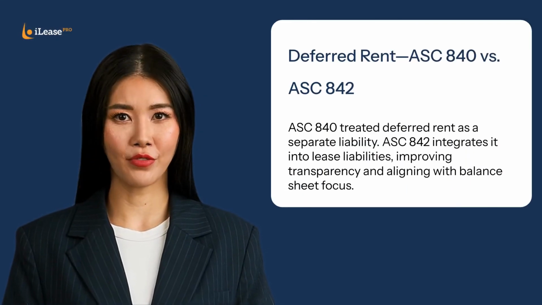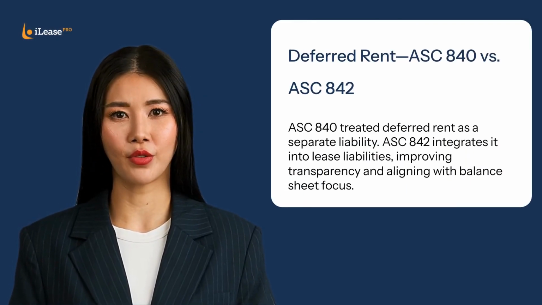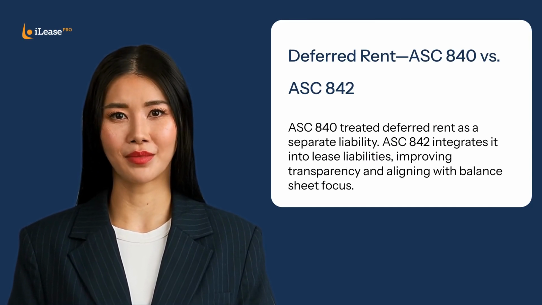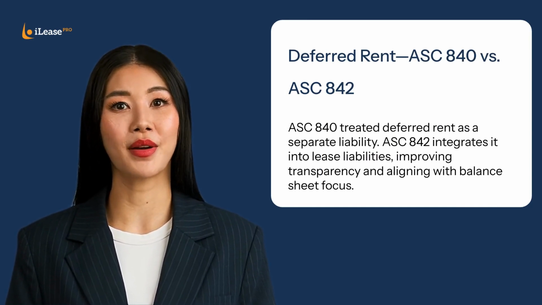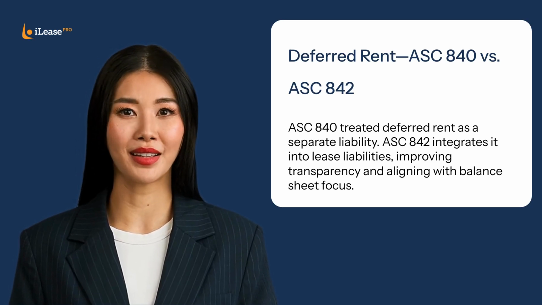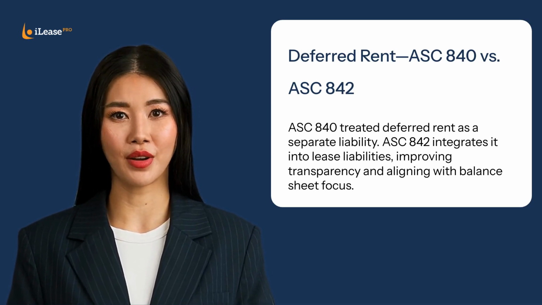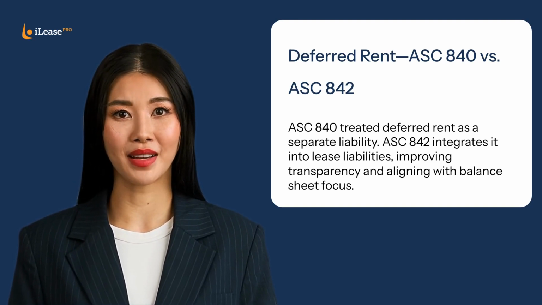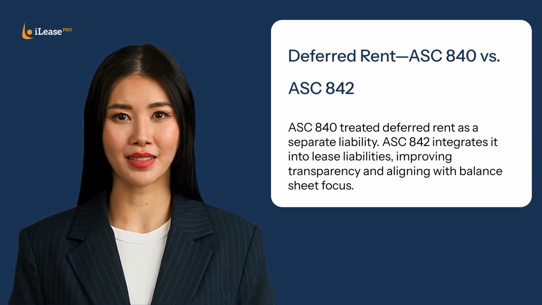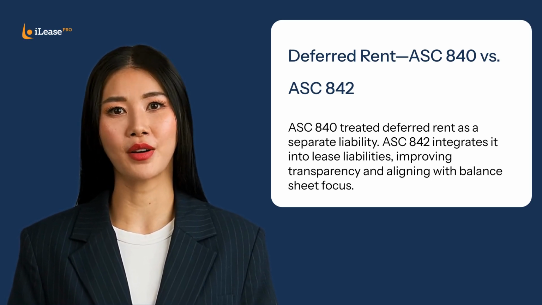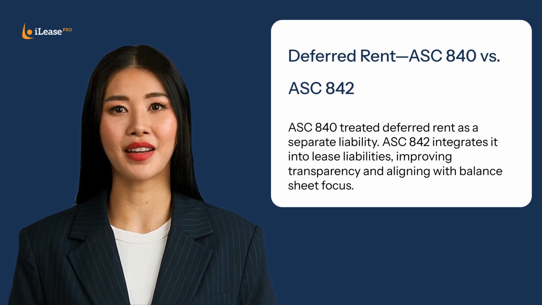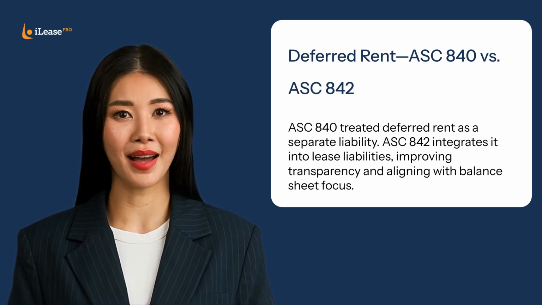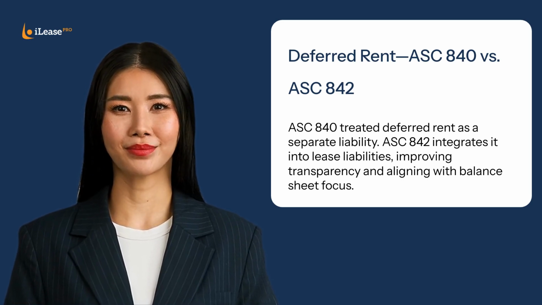The treatment of deferred rent under ASC 842 represents a significant departure from ASC 840. Under the old standard, deferred rent was recorded as a separate liability, while ASC 842 incorporates it into the lease liability. This change simplifies the presentation of lease-related balances and aligns with the broader goal of enhancing transparency in financial reporting. Understanding these differences is key to ensuring compliance and accurate reporting.